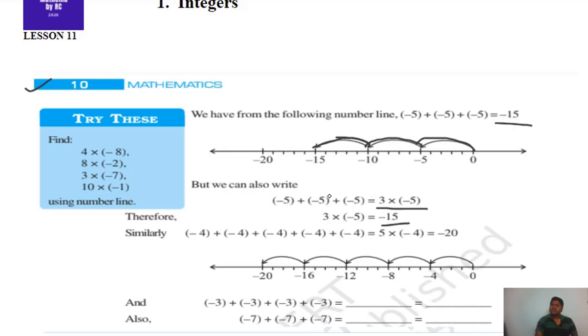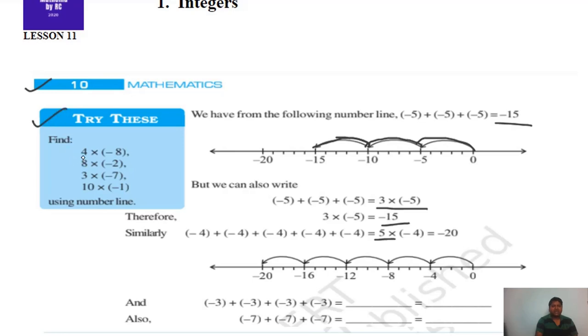In a similar way, minus 4 plus minus 4 plus minus 4 plus minus 4, how many times is it? The number minus 4 appears 5 times. So when we multiply 5 into minus 4, the addition converts to multiplication. The repeated addition of similar numbers we can easily convert to multiplication. Okay, so try this portion.